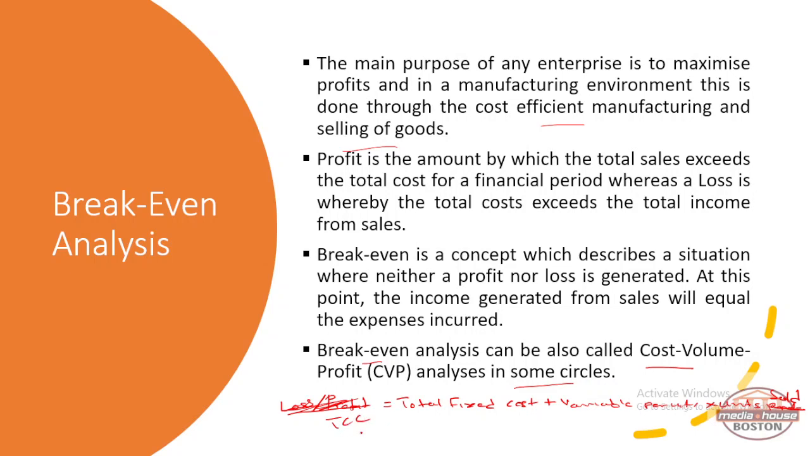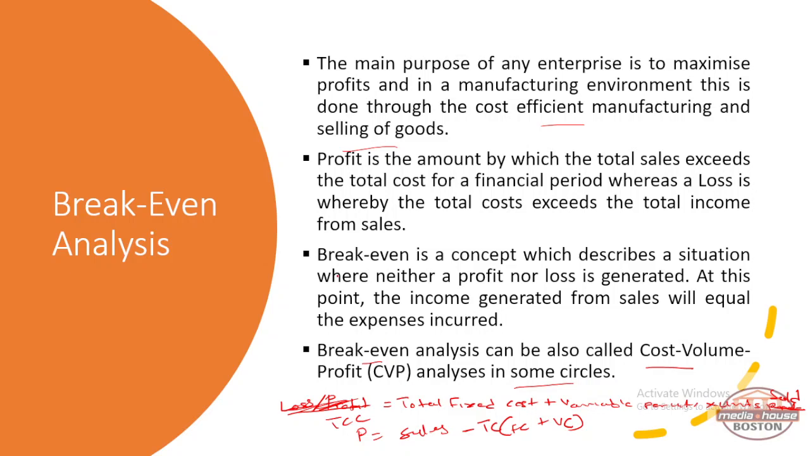Then from there, we're going to say that profit is equal to sales minus total cost. This is going to give us profit, where our total cost, in brackets, is actually our fixed cost plus our variable cost. So this gives us the total cost.